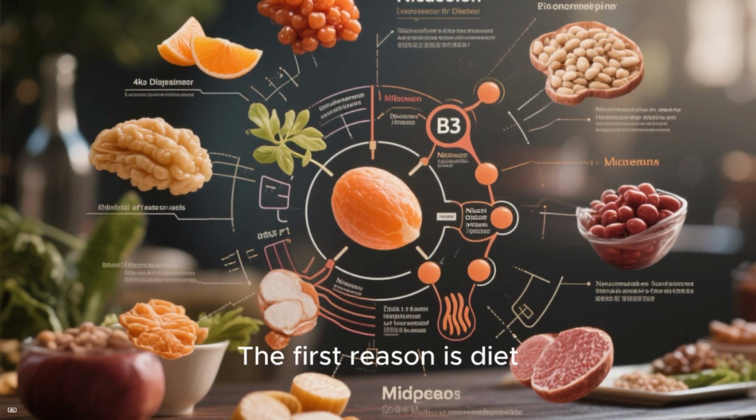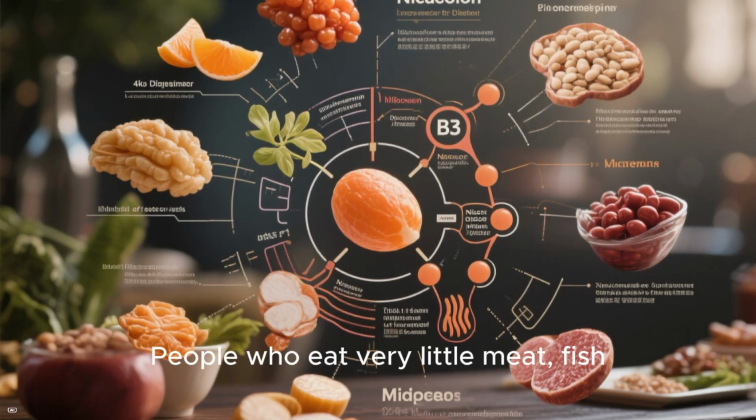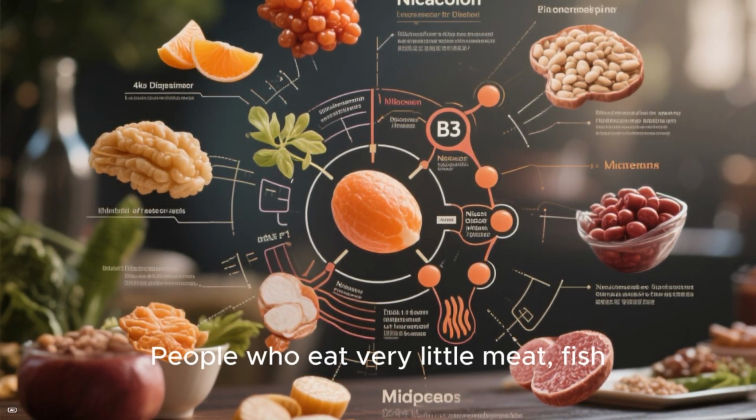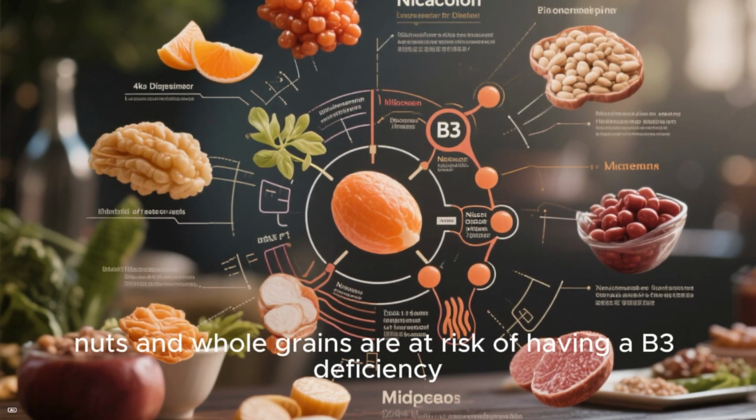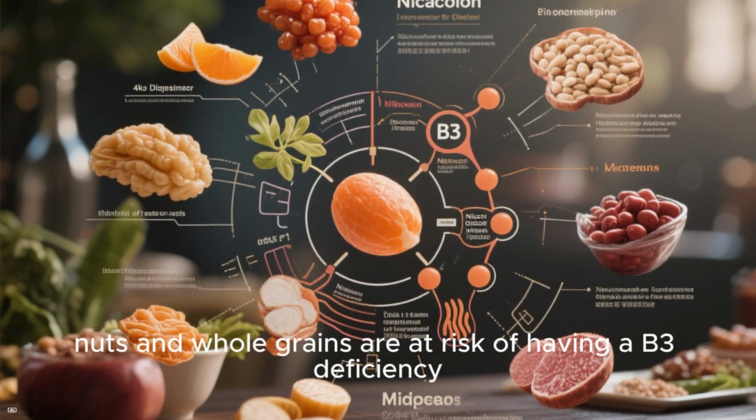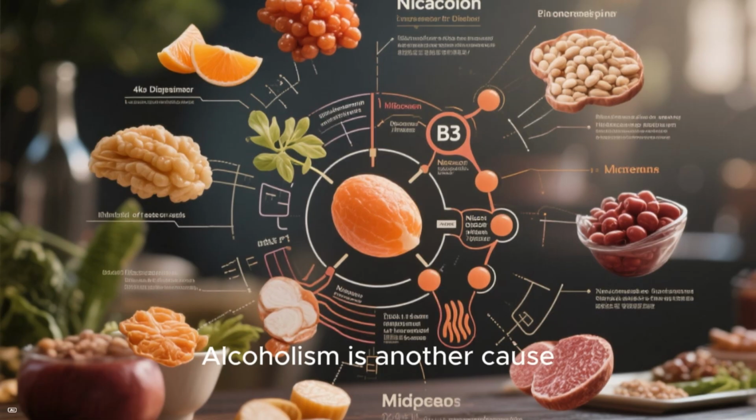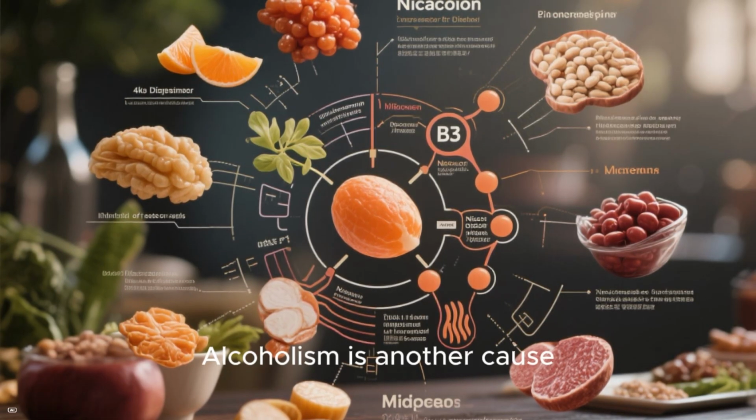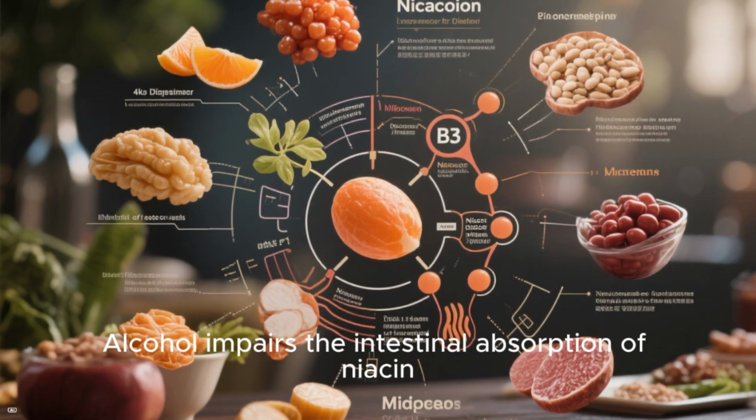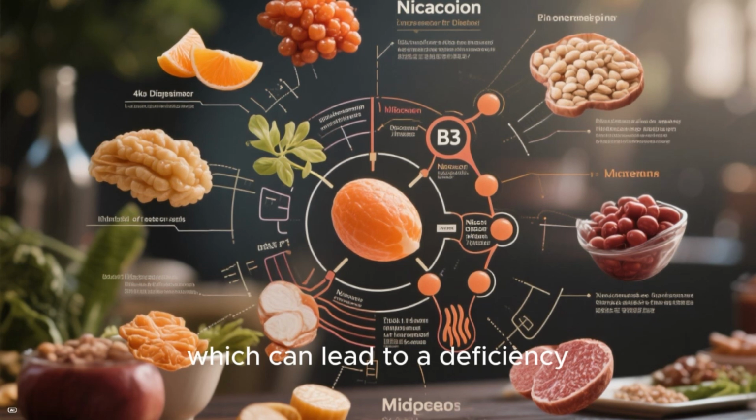The first reason is diet. People who eat very little meat, fish, nuts, and whole grains are at risk of having a B3 deficiency. Alcoholism is another cause. Alcohol impairs the intestinal absorption of niacin, which can lead to a deficiency.